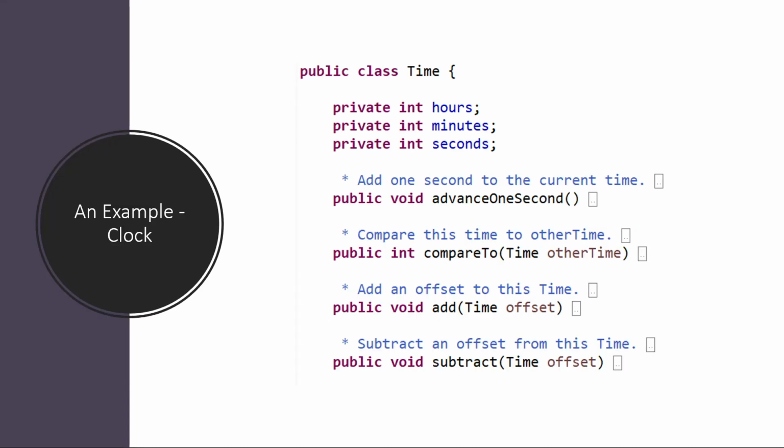So let's look at an example that you might be familiar with. Here is a functional class called Time, and it has four methods inside of it: advance one second, compare to, add, and subtract. This is just a helper class. It just does some work. It stores time, hours, minutes, and seconds, and it does some work on that time.